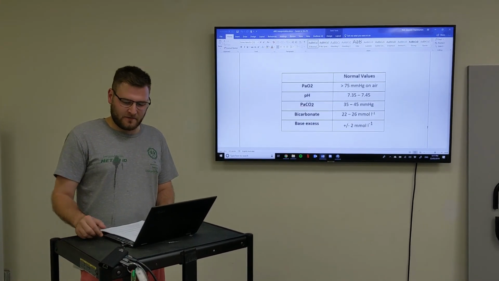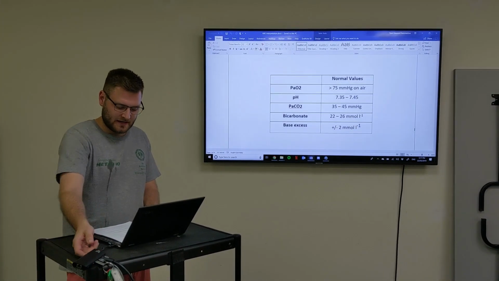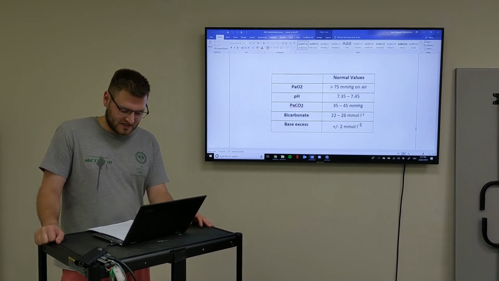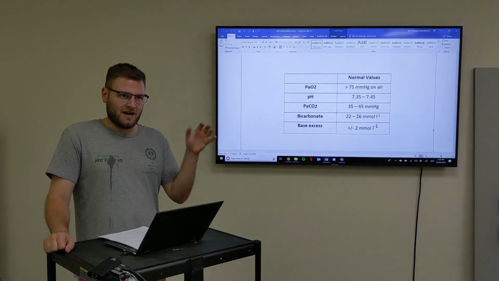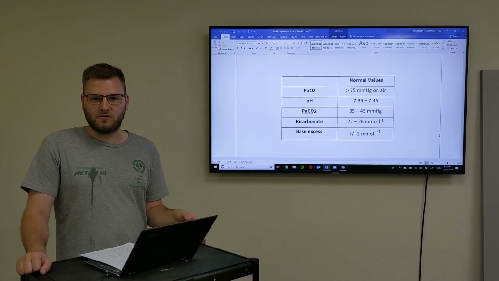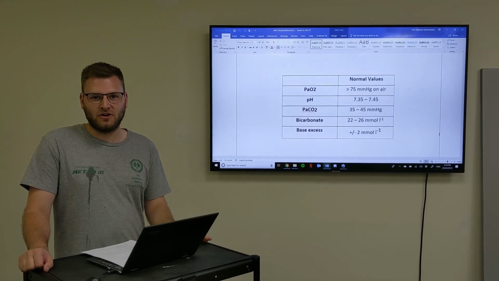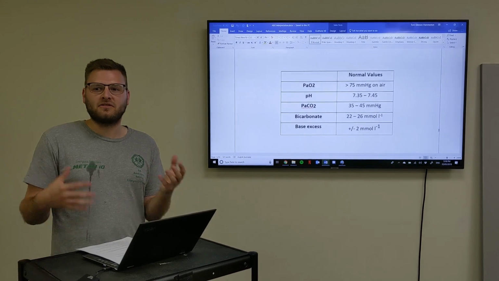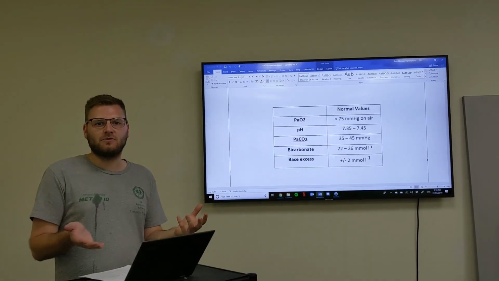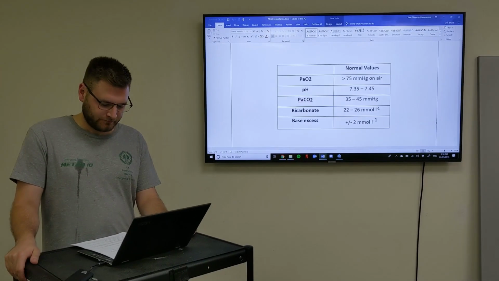So there are 5 steps to interpreting an ABG result. The first is to evaluate the patient. The patient's symptoms and presentation will give you clues as to what the ABG is likely to show, and will also help you relate the results of the ABG to the clinical presentation.